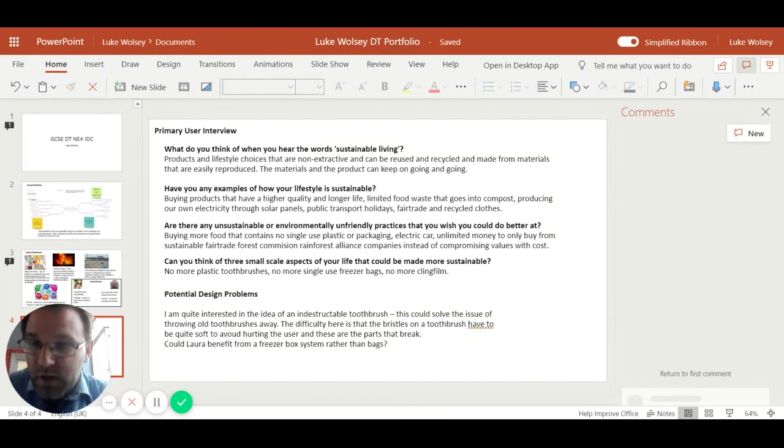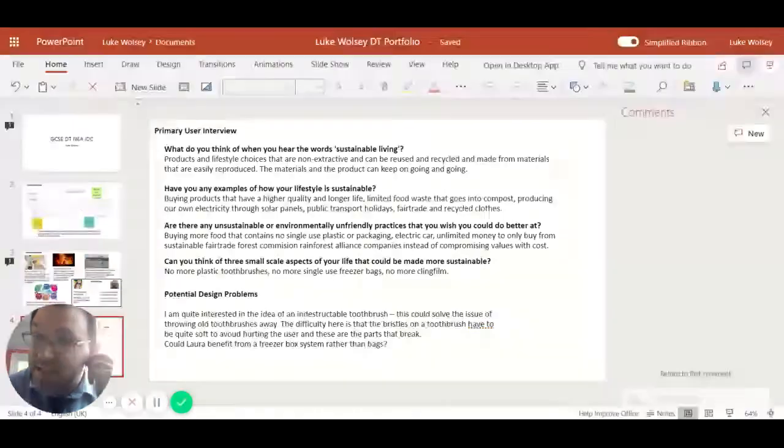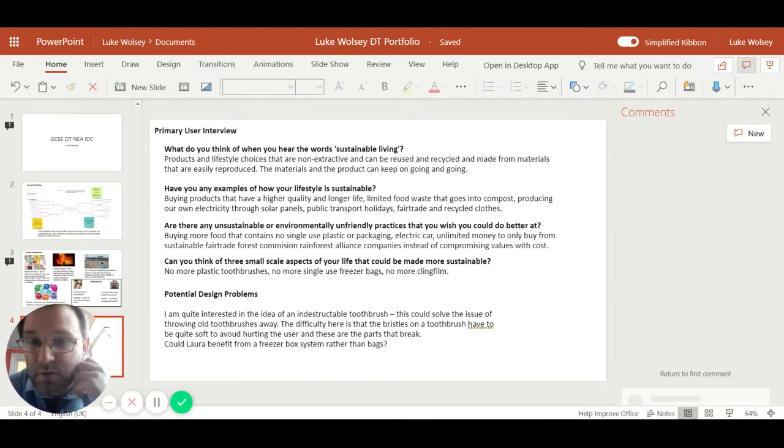So then I've asked her my last question. Can you think of 3 small-scale aspects of your life that could be made more sustainable? Now, look in there that I've said small-scale aspects. Remember, macro and micro. We are not going to say solve huge problems. We might be able to solve smaller problems. And she has said, no more plastic toothbrushes, no more single-use freezer bags, and no more cling film.